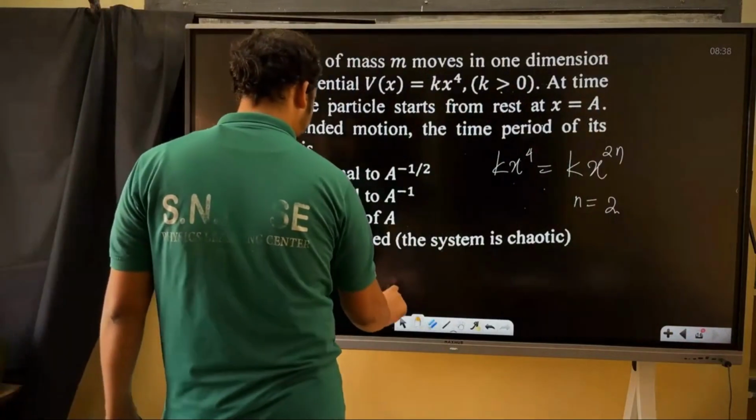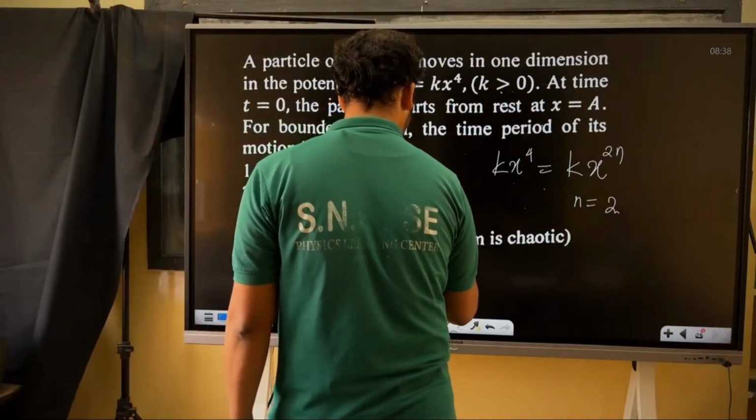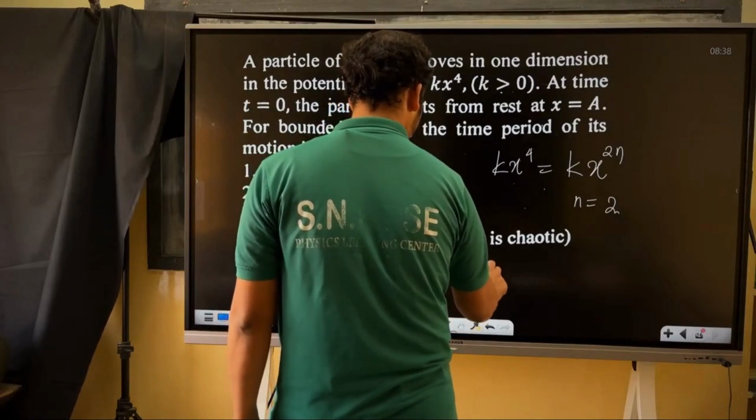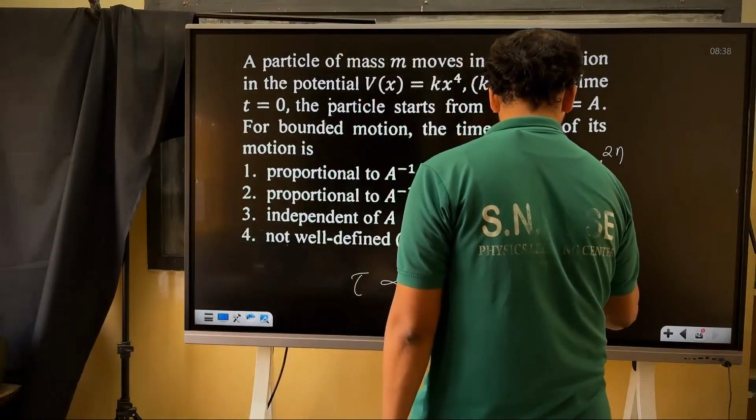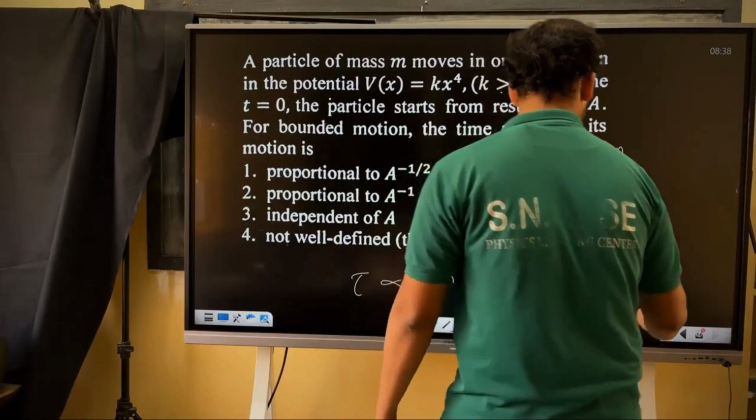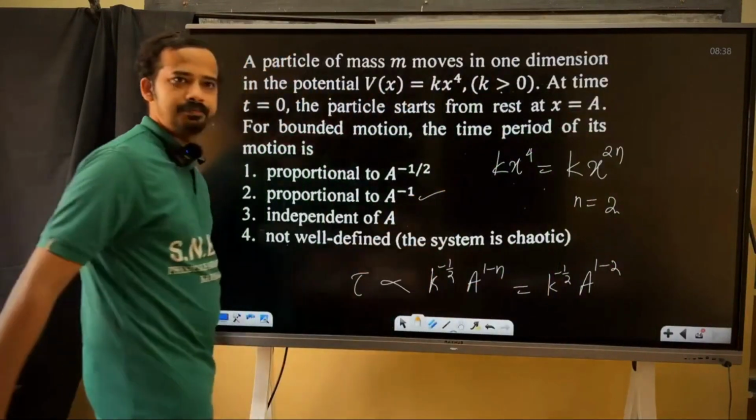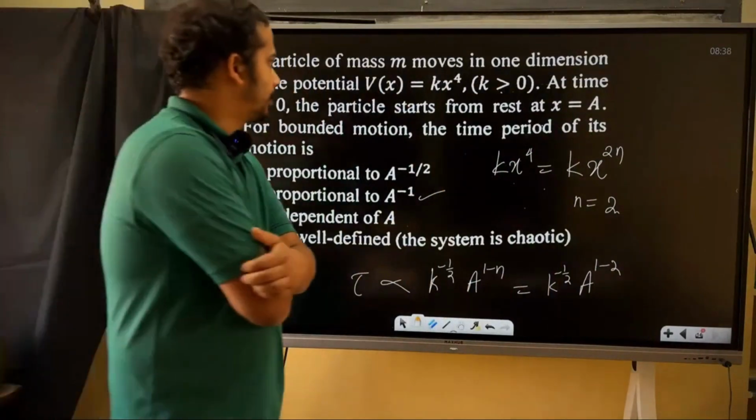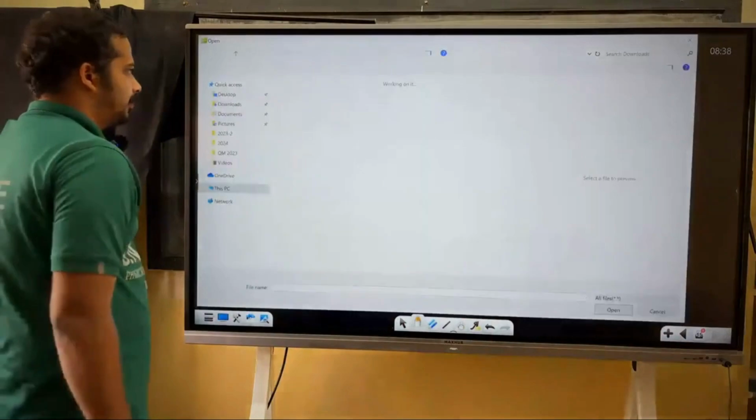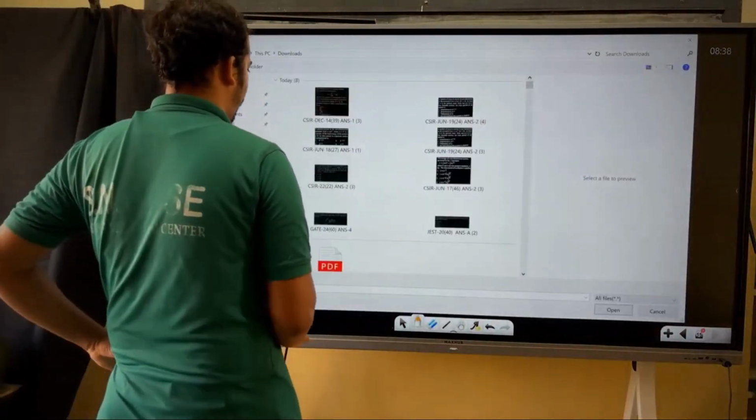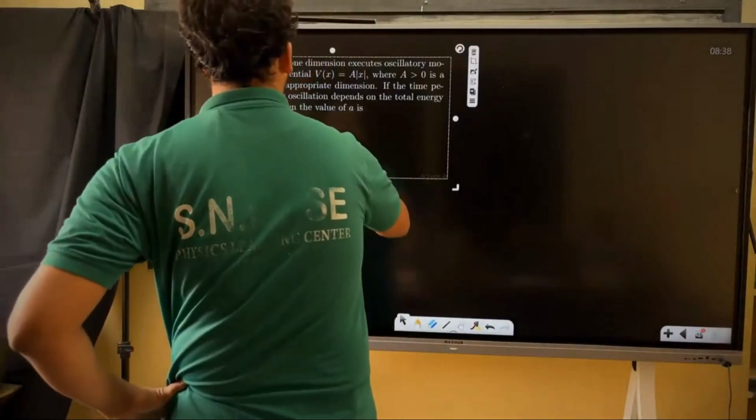So then the time period is proportional to what? K power minus 1 by 2 into amplitude power 1 minus n. That's equal to k power minus 1 by 2 amplitude power 1 minus 2. What is that? Amplitude power minus 1. Now this problem becomes very simple. Mod x is there.